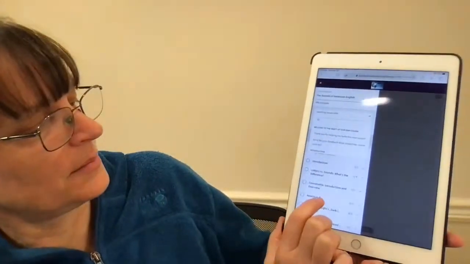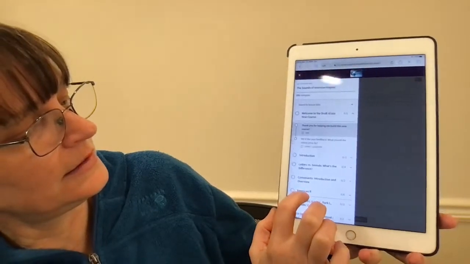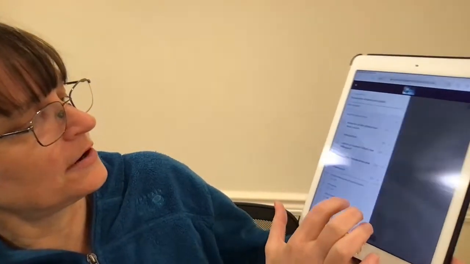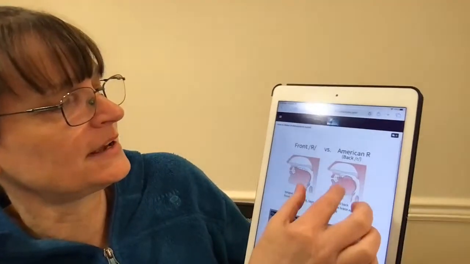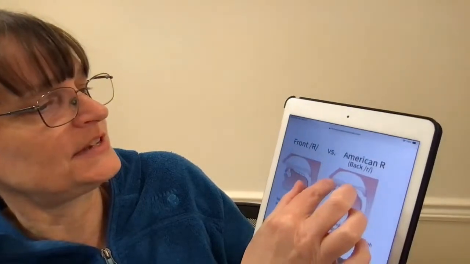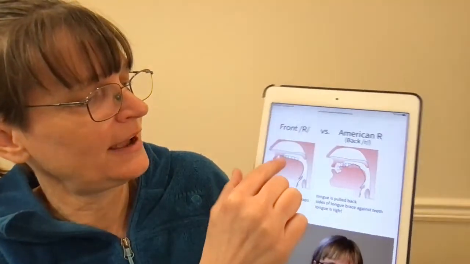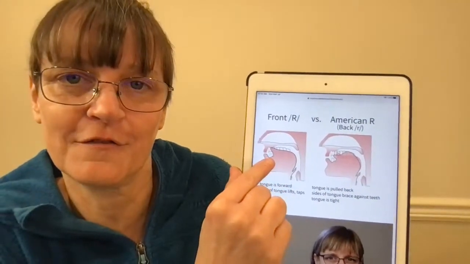Actually, here it's coming up in one of my searches. So there's my R and there's my L lessons. Let's go to American R and we'll just look at the first lesson, how to make an American R sound. Right away I can see an error that people make on the R, and here's the correction. And this is actually what my tongue looks like for the L sound.